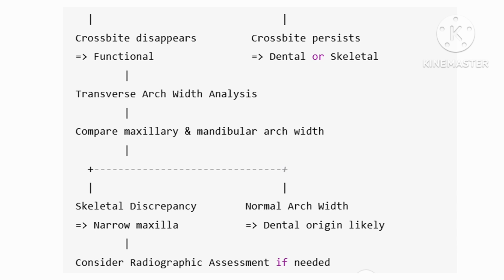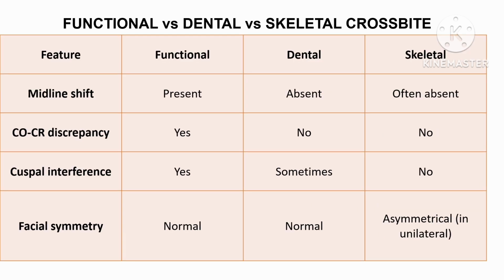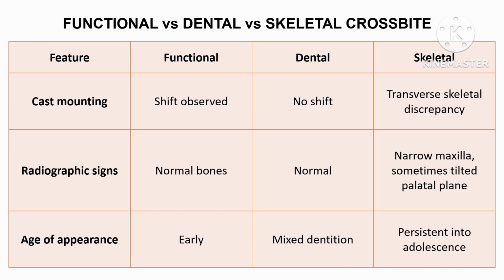If the patient has bilateral crossbite that does not change when the jaw is guided, or the measurement is indicating a severe transverse discrepancy, always think of skeletal. These patients need expansion, not just tooth alignment. You may pause the video here and take a screenshot of these two tables which compare the functional, dental and the skeletal crossbite. You would be able to diagnose in a better way.